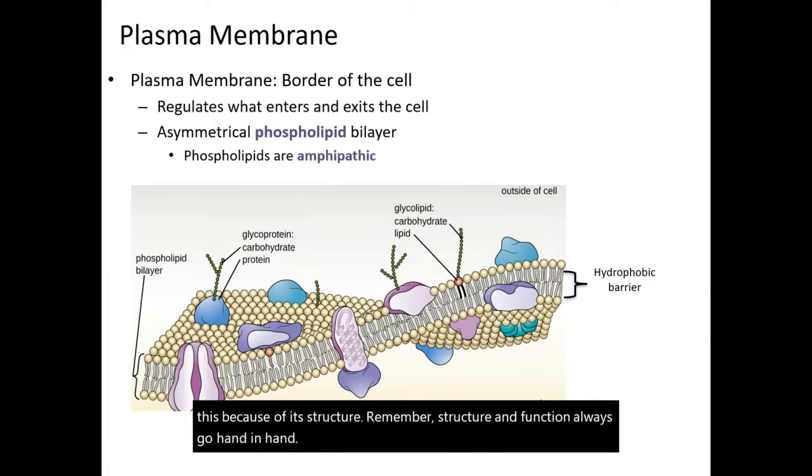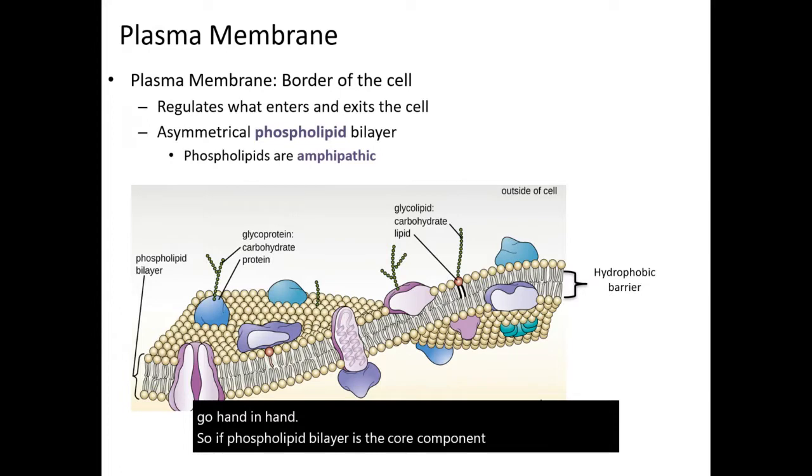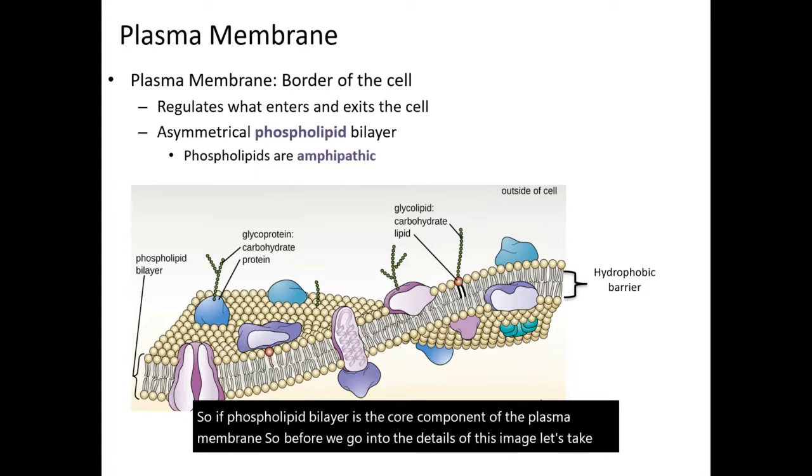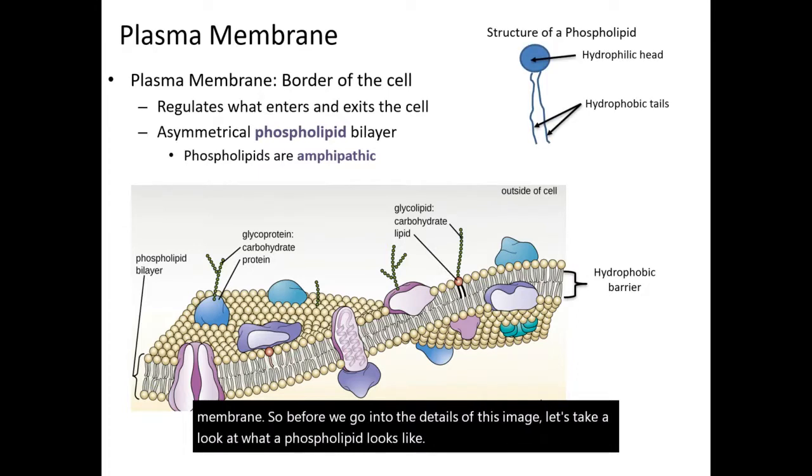So a phospholipid bilayer is the core component of the plasma membrane. Before we go into the details of this image, let's take a look at what a phospholipid looks like. A phospholipid has a hydrophilic head group and two hydrophobic tails. There's a couple of science words there that you need to know.